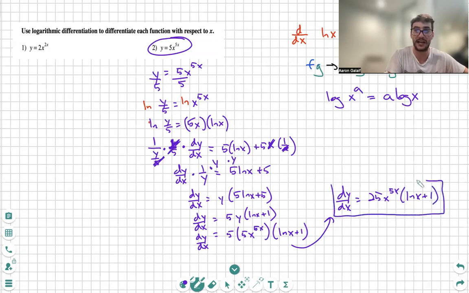So as you can see, it's not too bad, but there are a lot of steps, and you have to be very careful that we are taking each step into consideration and taking care of them slowly.